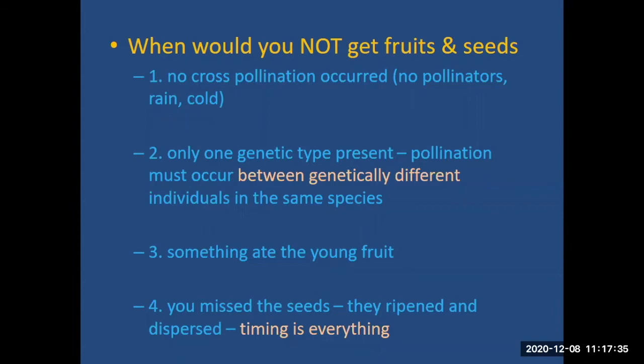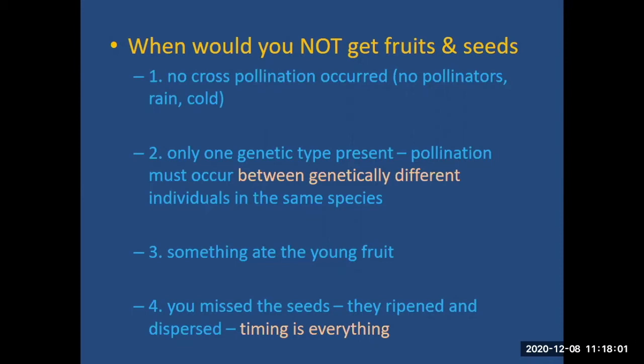Well, the first reason is that back when the flowers were in bloom, they may not have gotten cross-pollinated. There might have been no pollinators around for some reason. Might have been rainy, cold, windy, just a bad day or a bad week. We've all had those. So the plant might not get cross-pollinated that year. And no seeds, no fruits.